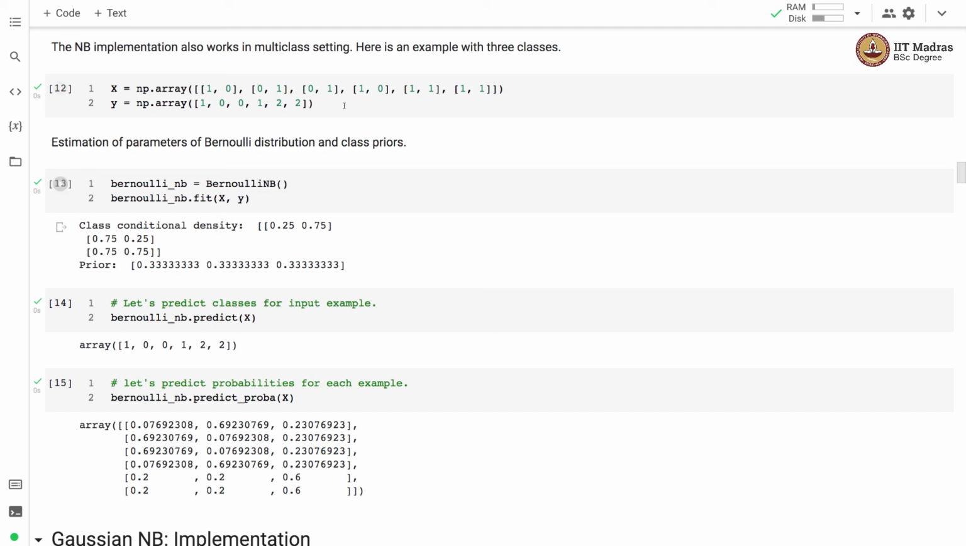You can see that for all the 3 classes, there are 2 examples each, hence the prior probabilities are 0.33 each, and the class conditional densities are 0.25 and 0.75, those are the parameters for class 0, 0.75 and 0.25 for class 1, and 0.75 and 0.75 for class 2.